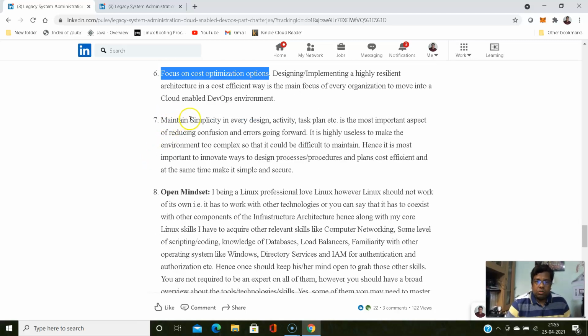Your design and solution should be simplistic. Whatever you are going to design and deploy, it should be simplistic, so as to reduce any kind of confusion.